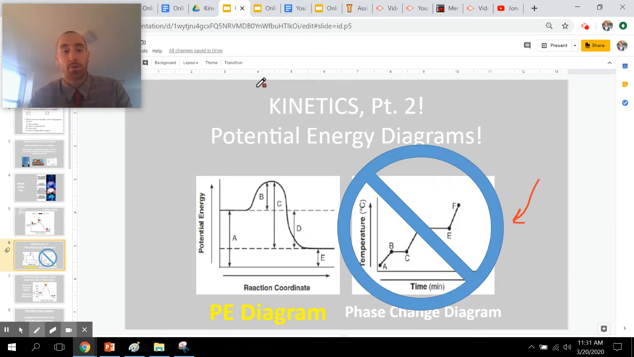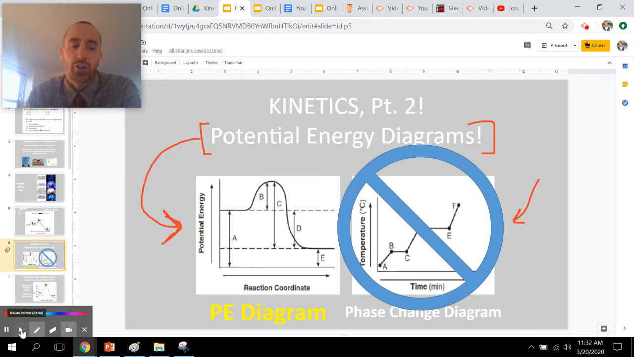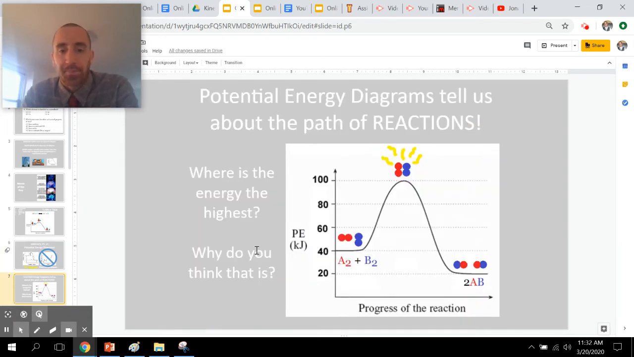That is not what we're referring to with potential energy diagrams. Potential energy diagrams are the things you were just looking at. These are potential energy diagrams, and sometimes for short, I'll call them PE diagrams. They show us how the energy changes during the course of a chemical reaction. And they are not phase change diagrams. They are potential energy diagrams. So make sure you have that straight.